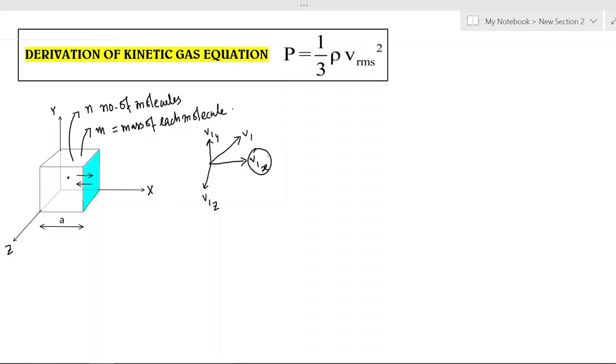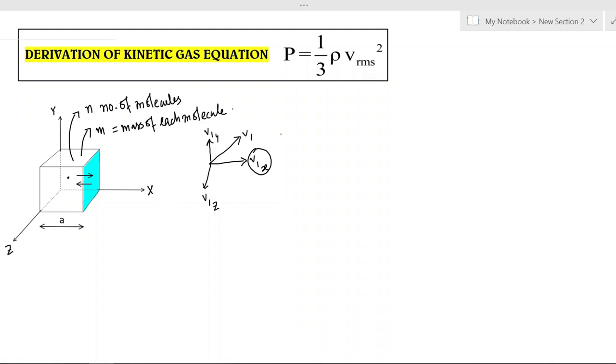The components of the velocity may not be exactly equal, but it is just an assumption, because the motion of the gas molecules is so prompt and so random in nature that it can roughly be taken to be equal. This is just an assumption which we have to abide by, and based on this assumption only we shall get the equation, the kinetic gas equation, P is equal to 1/3 rho v squared and so on.